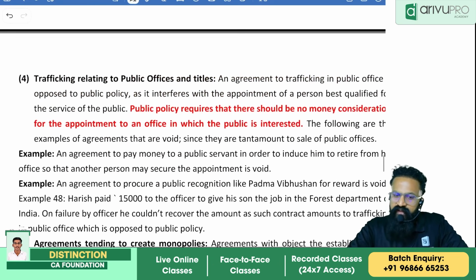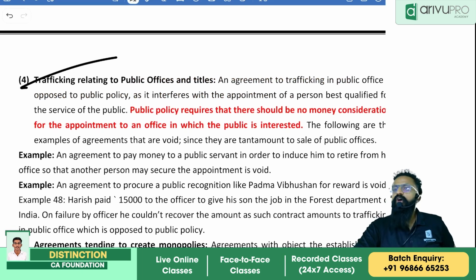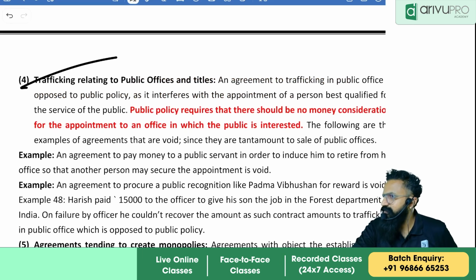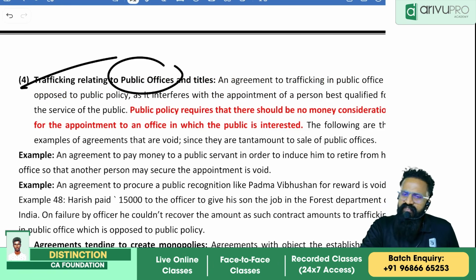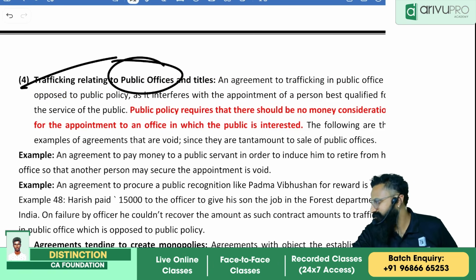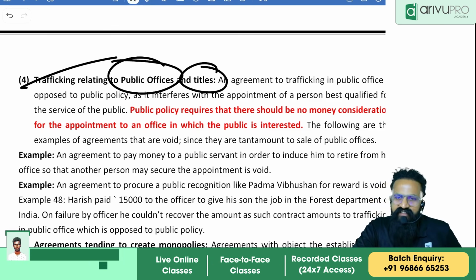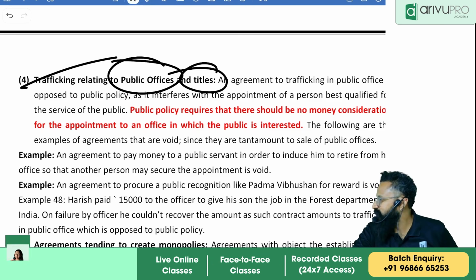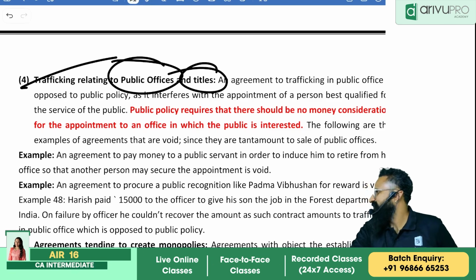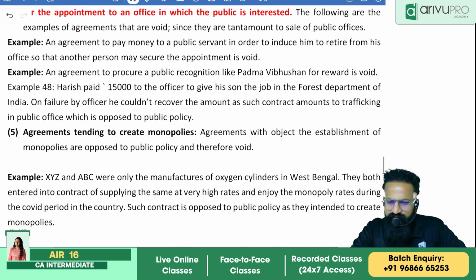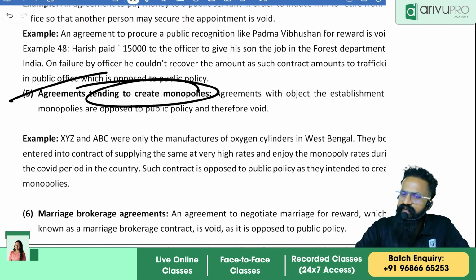Next one, trafficking related to public office and titles. What are the examples we saw? Trafficking public office: you want to become commissioner? Want to become chief commissioner? Titles: sir, give me one Padma Bhushan, take 5 lakhs. Next, agreements creating a monopoly.